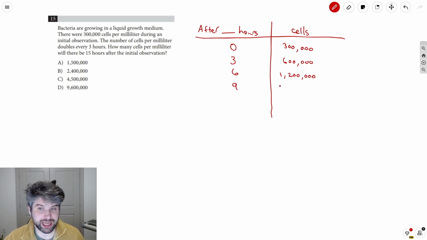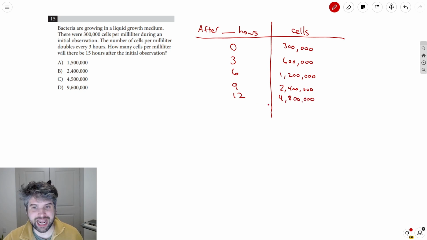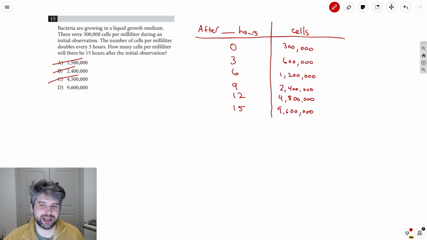This is going to double again, and we get 2,400,000. After 12 hours, how many cells were there? There will be 4,800,000. All right, at this point, we're about to get to the answer. After 15 hours, we look back up here and realize that we've already eliminated A, B, and C. We could double again, and you might predict what it's going to be. It's going to be 9,600,000, but we could just go ahead and say D is the answer.